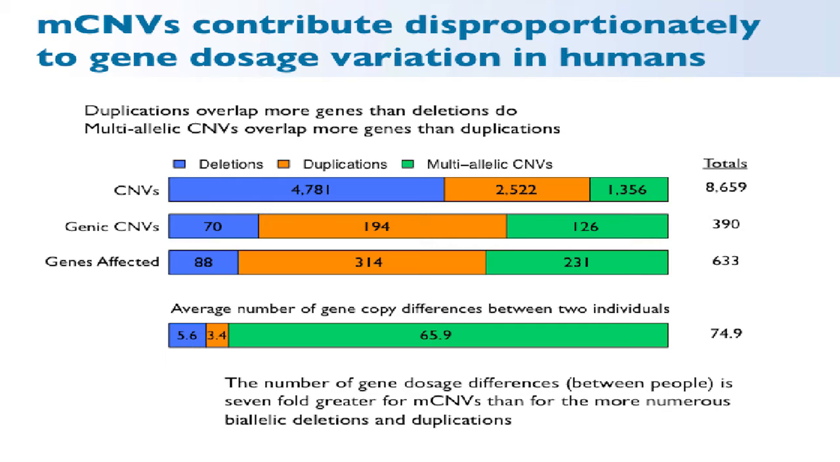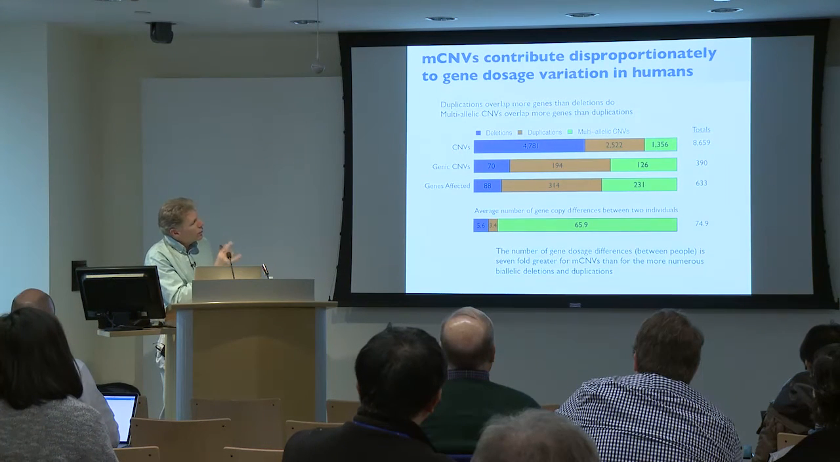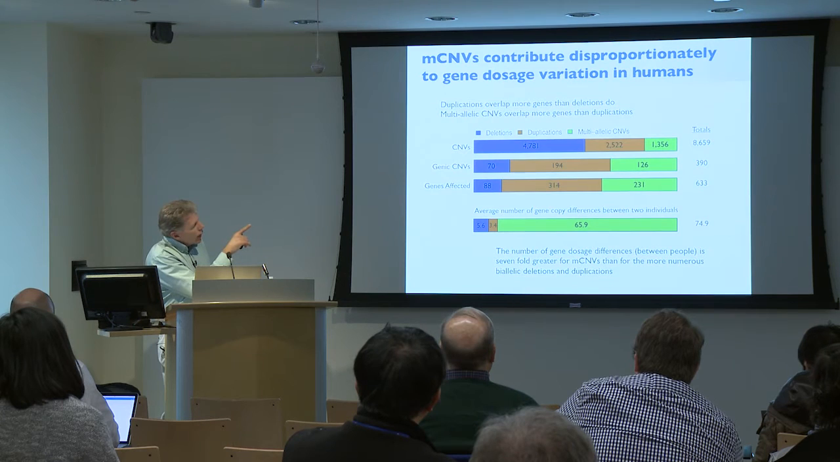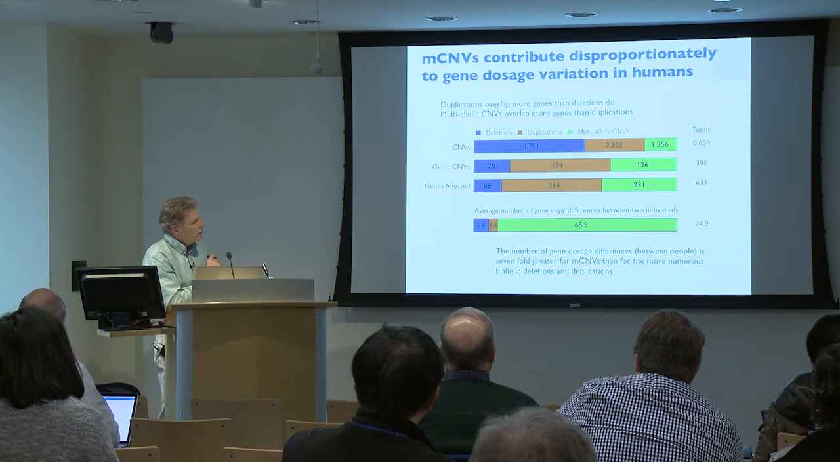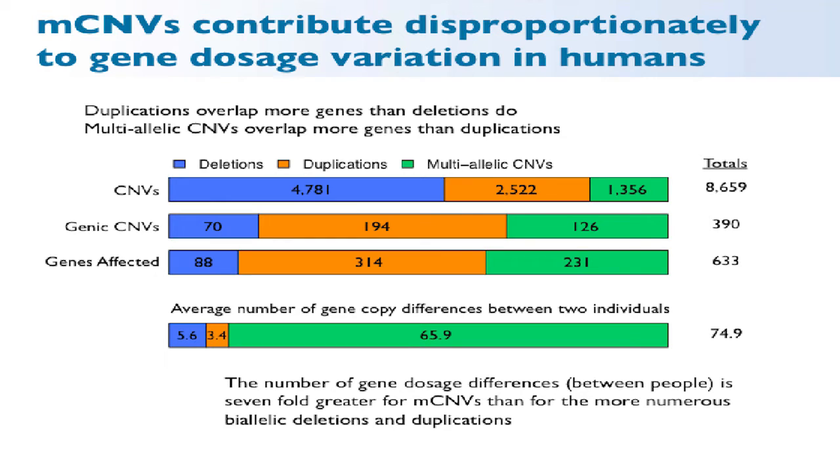So you can see here that we found 1,300 multi-allelic CNVs. That's the green in the top bar over at the right. But if you look at the multi-allelic CNVs, they were more likely to be genic, and they were more likely to affect many genes. This was partly because they tended to be a little bit larger. But the multi-allelic ones actually had kind of a disproportionate effect on genes. And then even more striking was the bottom bar. If you just ask, on average, take two random people, how many times do they have a different number of copies of a given gene?